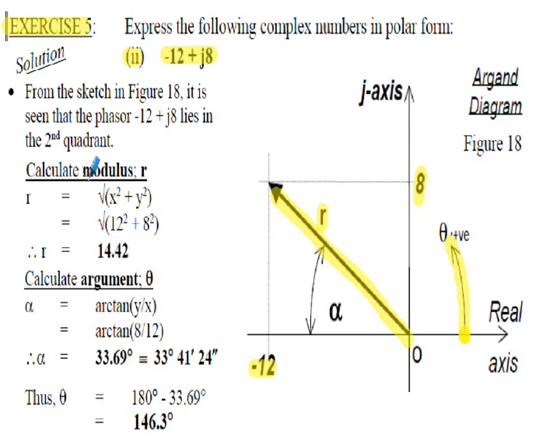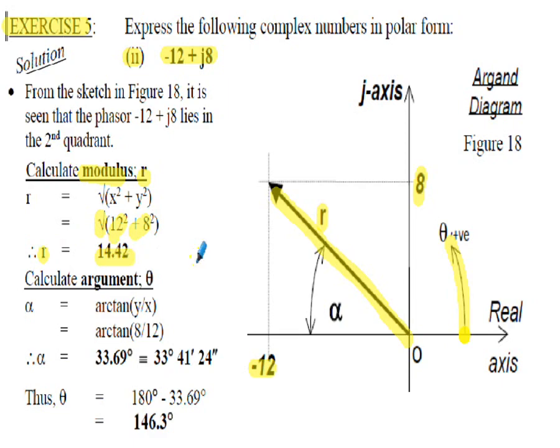So first of all, to calculate the modulus r, again we use Pythagoras theorem. So in this case, r is equal to 12 squared plus 8 squared all square rooted. So r is equal to 14.42. I'll let you check that on your calculators.